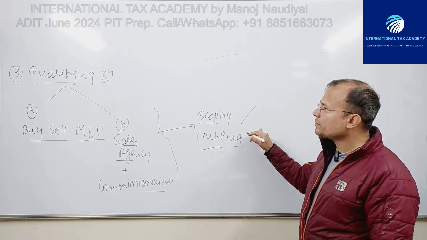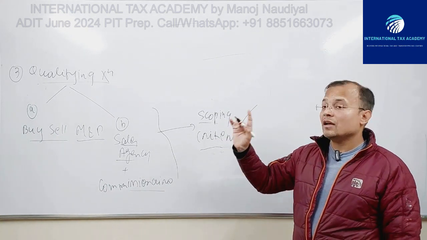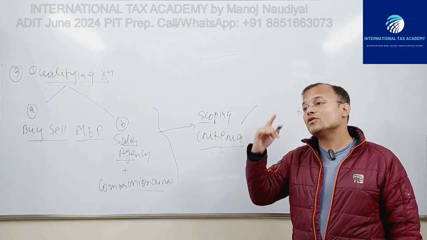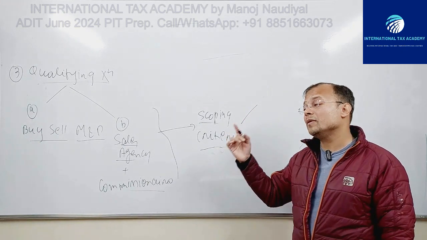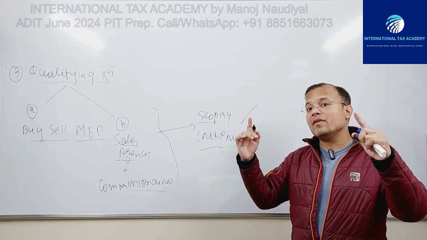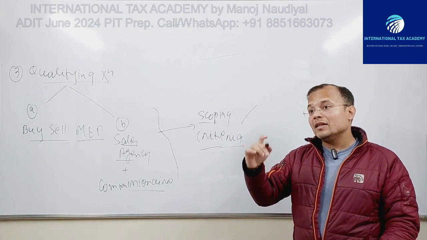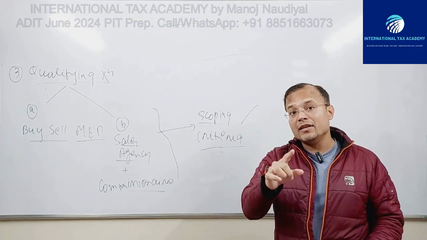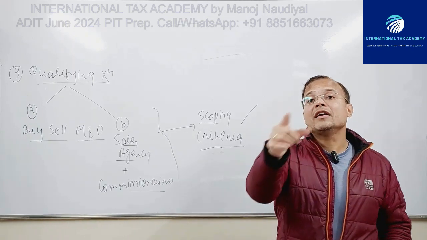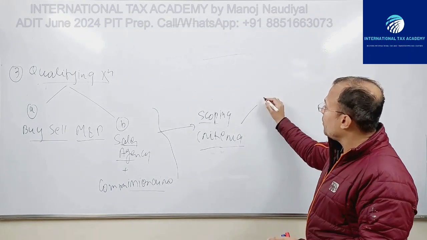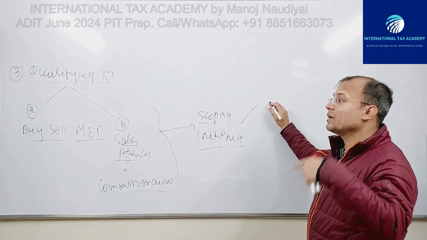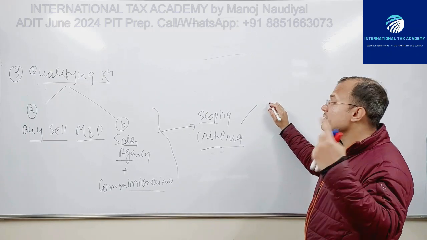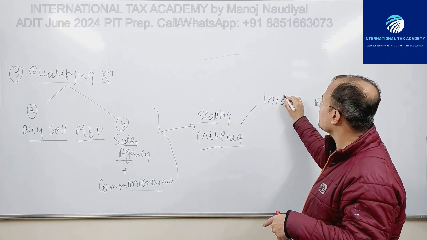It says that those qualifying transactions will be in scope whose economically relevant characteristics denote that they can be reliably priced using a one-sided TP method. So economically relevant characteristics are such that they can be reliably priced using one-sided TP method.